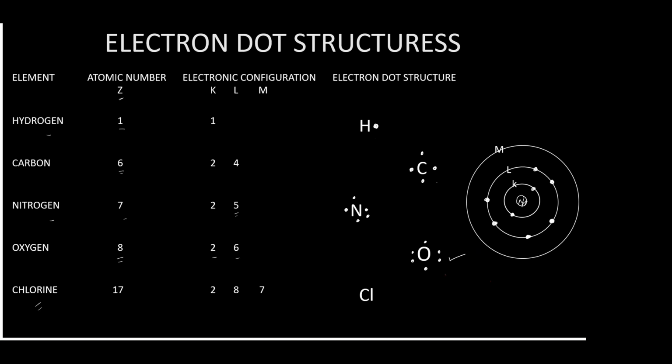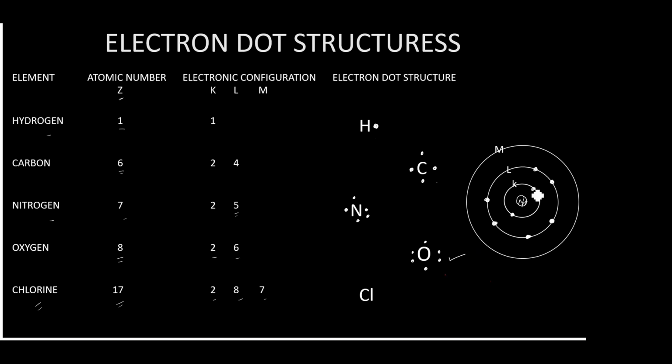Another example, we will take chlorine. The atomic number is 17, so the electronic configuration is 2, 8, 7. The first orbit will contain a maximum of 2 electrons. The second orbit contains a maximum of 8 electrons. After that, the electrons will go into the third shell or third orbit.